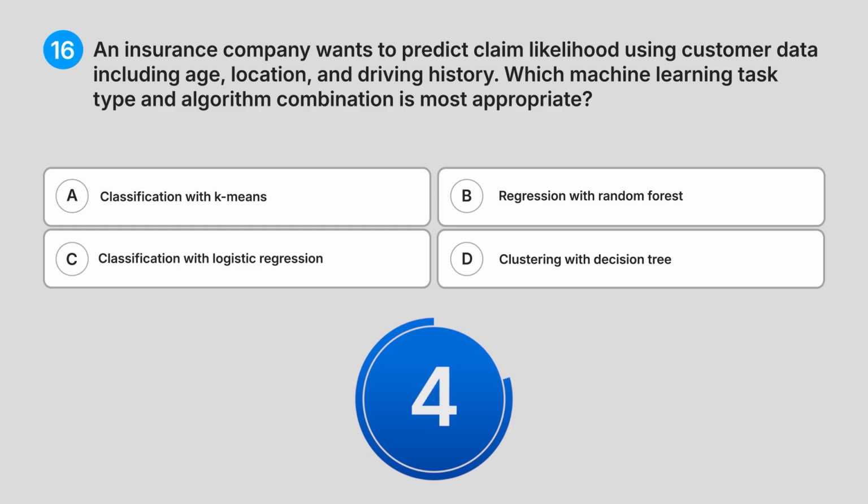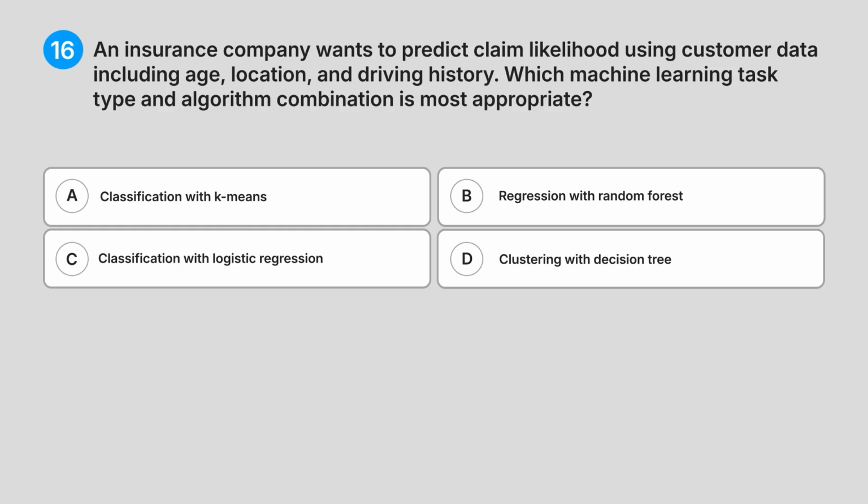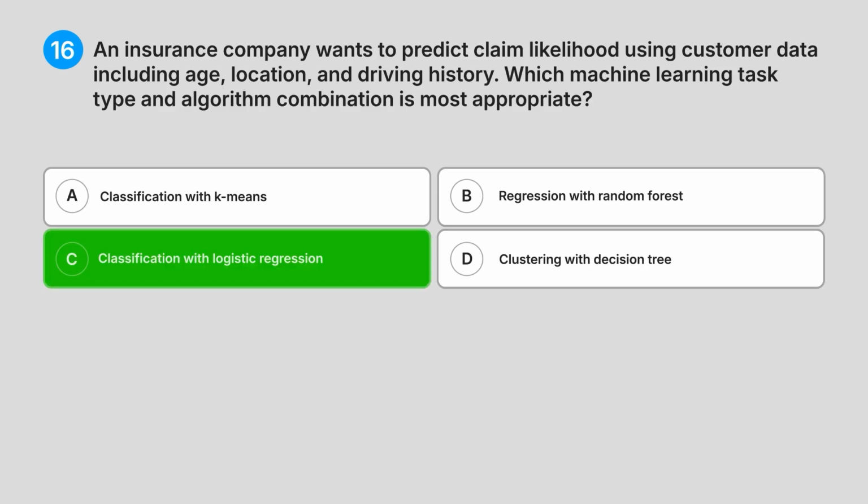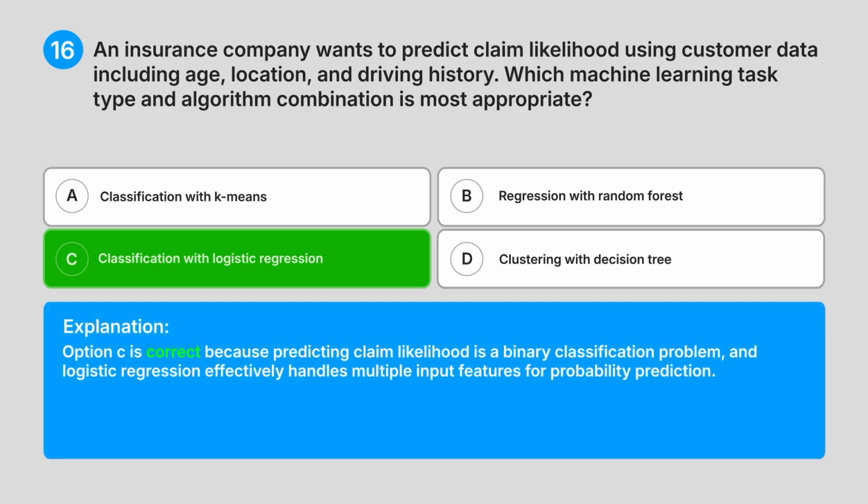Do you know the answer? Correct answer, C. Classification with logistic regression. Explanation. Option C is correct because predicting claim likelihood is a binary classification problem, and logistic regression effectively handles multiple input features for probability prediction.